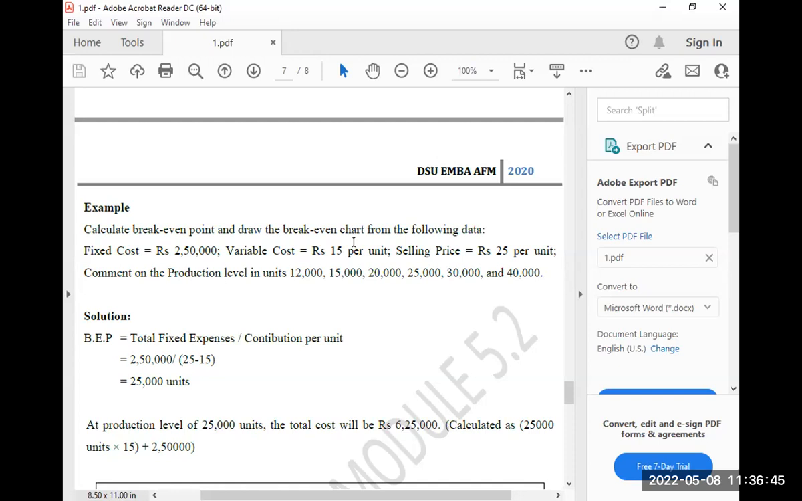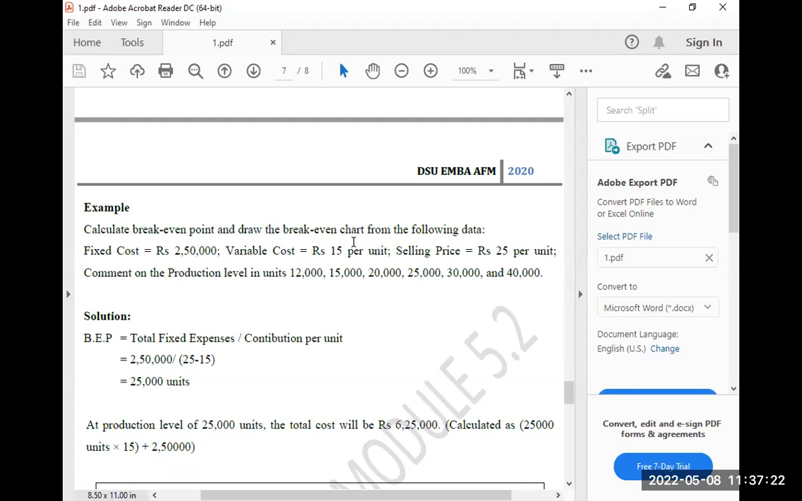Now substitute this 40% in that equation. Break-even point in value is equal to 2,50,000 divided by 0.4. How much? 2,50,000 divided by 40% is equal to 6,25,000 rupees. This is one way of calculating.